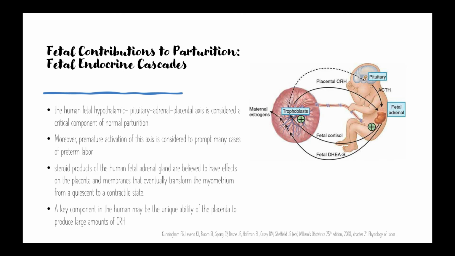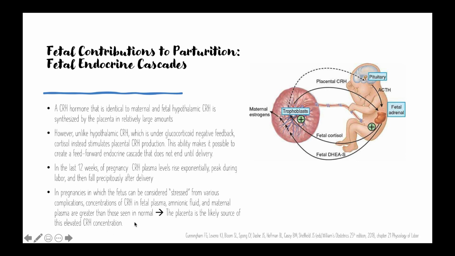Now, a key component in the human may be the unique ability of the placenta to produce large amounts of CRH. A CRH hormone that is identical to maternal and fetal hypothalamic CRH is synthesized by the placenta in relatively large amounts. However, unlike hypothalamic CRH, which is under glucocorticoid negative feedback, cortisol instead stimulates placental CRH production. This ability makes it possible to create a feed-forward endocrine cascade that does not end until delivery.